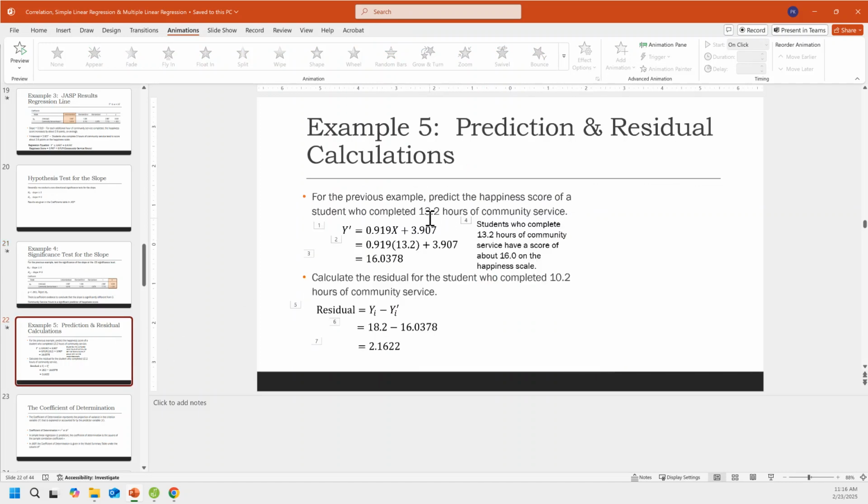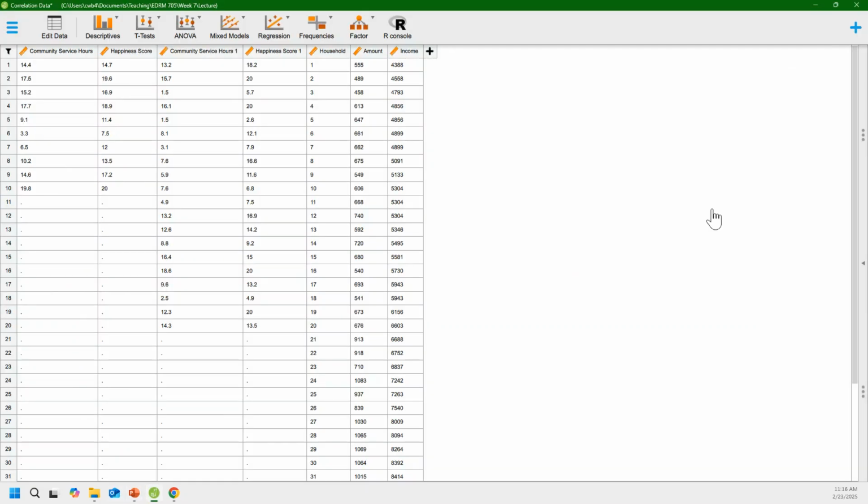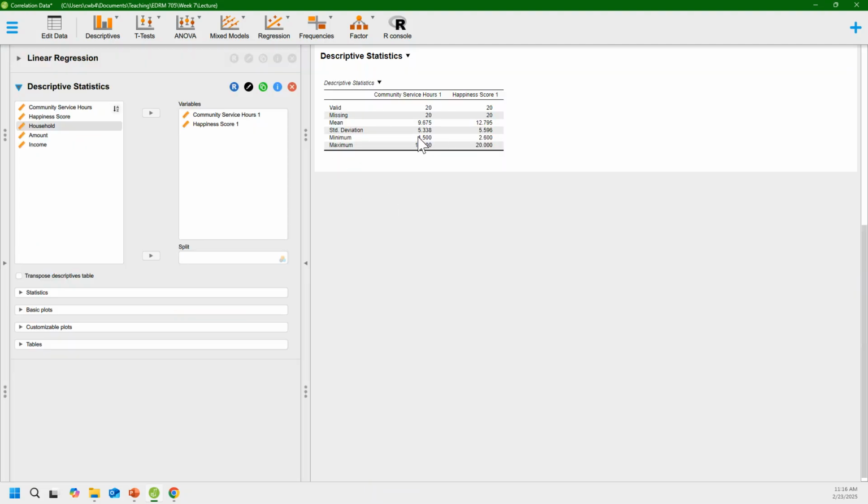In real life, I would probably just predict the happiness score for a student who completes 13 hours of community service. But I would never go beyond those values of my X variable that were used in the creation of the actual regression line. If I do that, that is called extrapolation. The reason why we don't want to go beyond values between 1.5 and 18.6 is because we are unsure if that same linear pattern that we see in our data here will extend well beyond that, right?